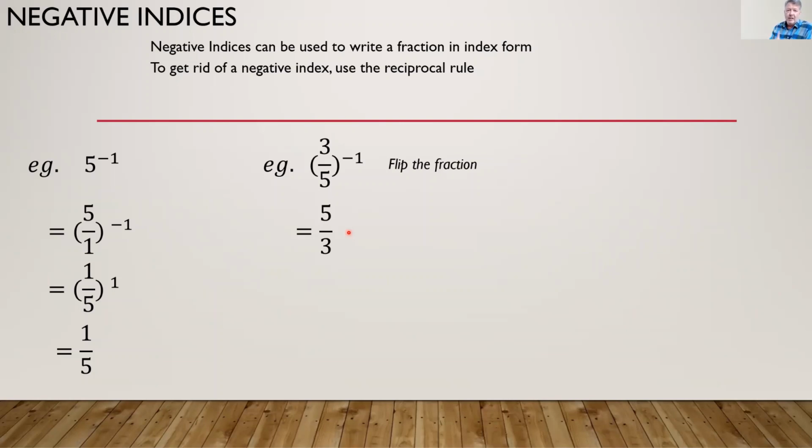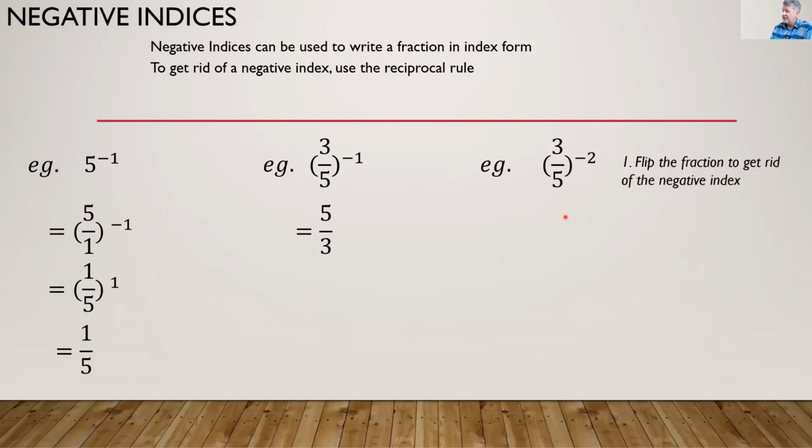One more example. What if, though, it's not to the power of negative 1, it's to the power of negative 2, or negative 3, or negative 10? Well, here we go. 3 over 5 to the power of negative 2. So first thing we're going to want to do is flip the fraction to get rid of the negative index. So let's flip the fraction and change it to a positive 2.